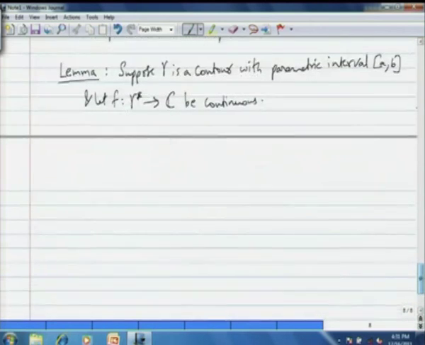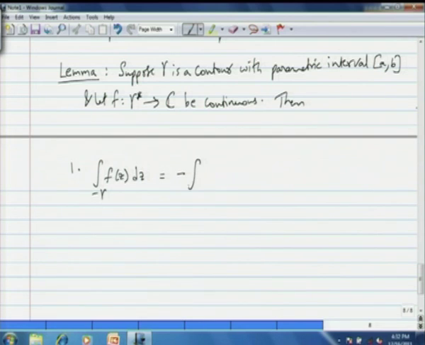Then we have three properties. The first one is that the integration over minus gamma, remember what that is, the opposite path to gamma, of f of z dz, the contour integral of f over the path minus gamma, is the negative of the integral of f over gamma. That is the motivation for why we named that opposite path as minus gamma.